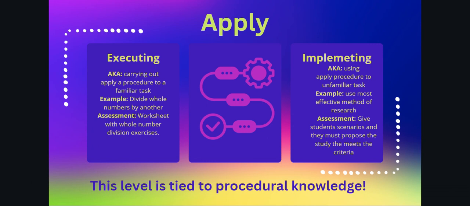An example for executing would be to ask students to learn to divide whole numbers by one another, and the assessment would look like giving students a worksheet with 20 division problems. Implementing could look like asking students to use the most cost effective method for a research study. And then you would assess by providing a scenario and asking students to propose a research product that meets cost and effectiveness criteria. In my biology class, these two processes are most commonly found in our lab work.